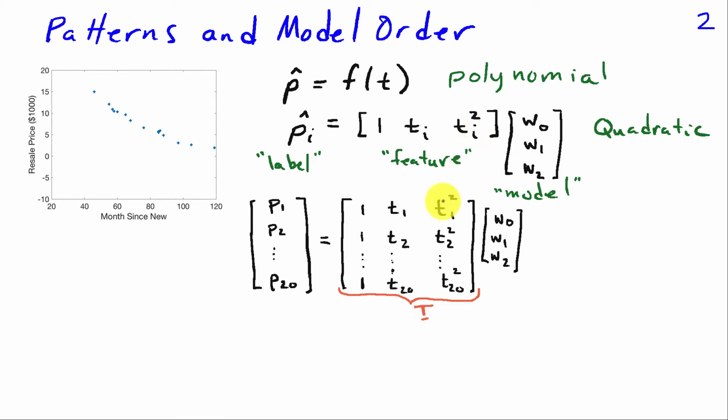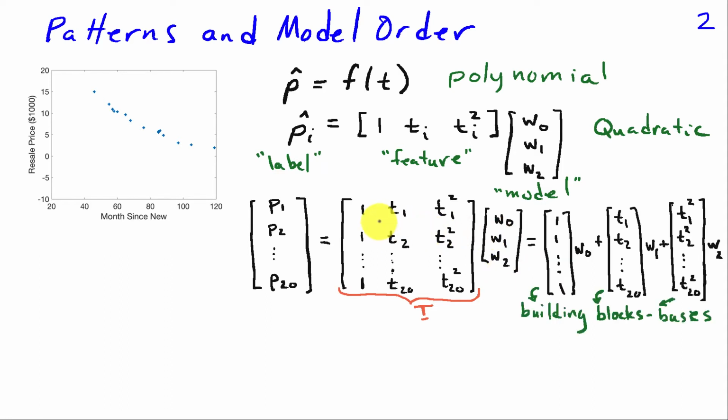Now we can collect our 20 measured sale prices into a vector and write this as a system of linear equations, where I have this matrix T, whose rows are the feature vector for each sale, and then we have the model parameters in vector w.